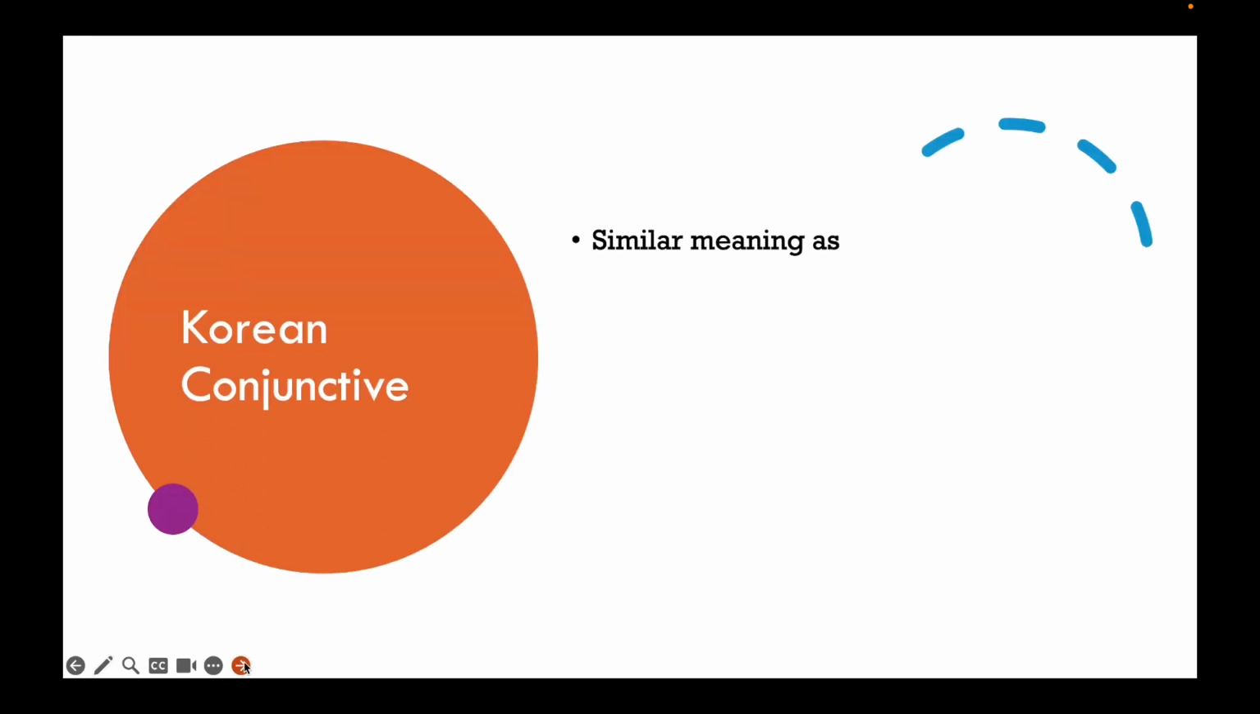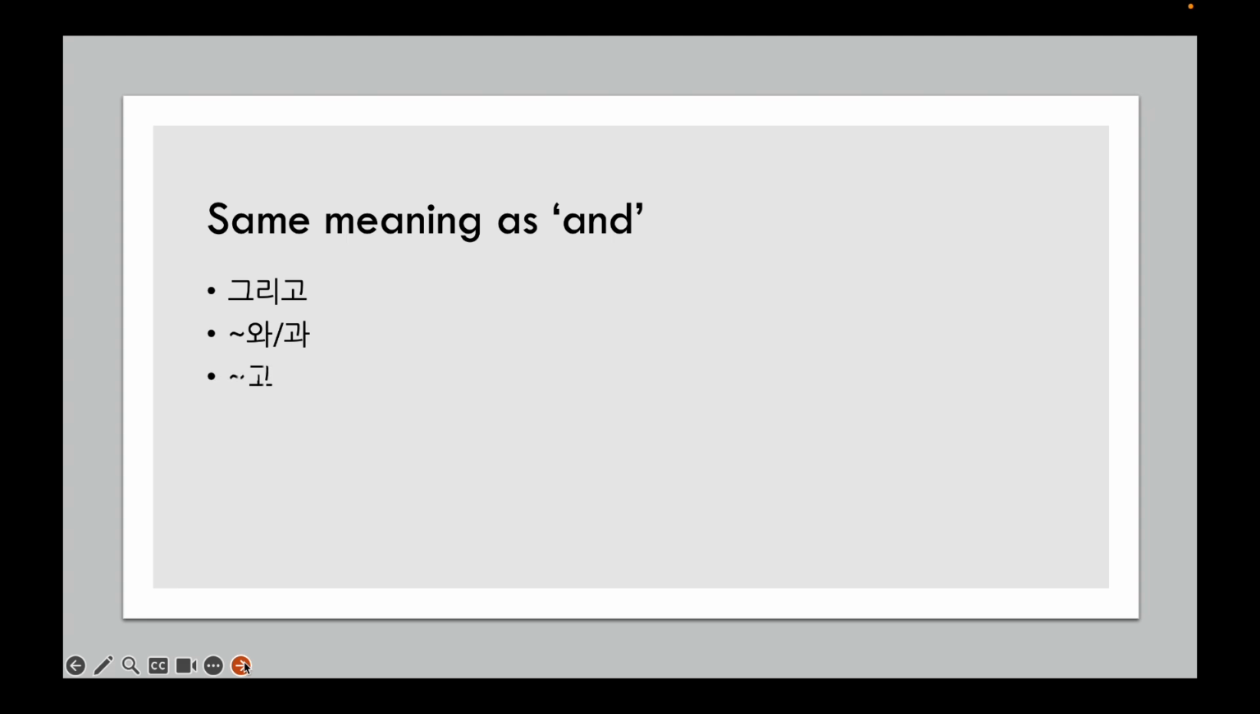Coming back today, I would like to talk about the continuation from where we left off. Today we would like to cover the same meaning as "and" in Korean. It means 그리고, 뭐뭐와 뭐뭐과, 뭐뭐고.